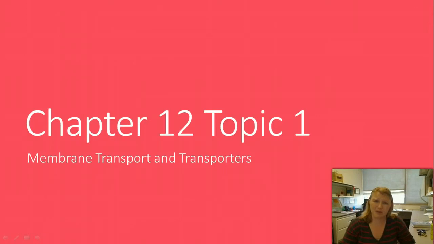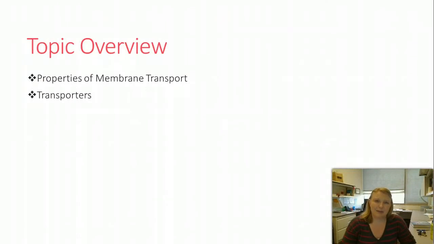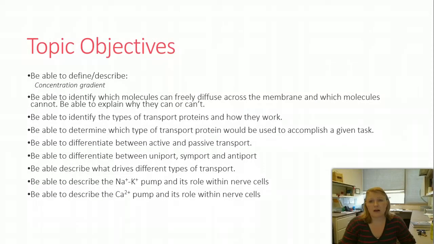We're going to talk about transporters and the basic properties of membrane transport in Topic 1. And then in Topic 2 we're going to talk about ion channels and some examples of how nerve cells work. So those are how we're going to break this up. As I said, in this topic, we're going to talk about the properties of membrane transport and then examples of transporters.